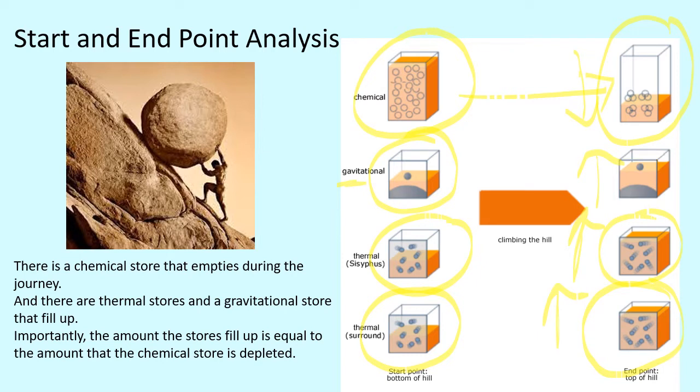Now, by the end, you can see by the time he reaches the top, if he's really tired, he would have used up all his chemical energy store. But then whatever has been the decrease in the chemical energy store, it would go out as the increase in the gravitational potential energy store, increase in the thermal store of the person, and increase in the thermal store of the surroundings. So no energy will get destroyed. All the energy gets transferred from one energy store to the other. Okay.